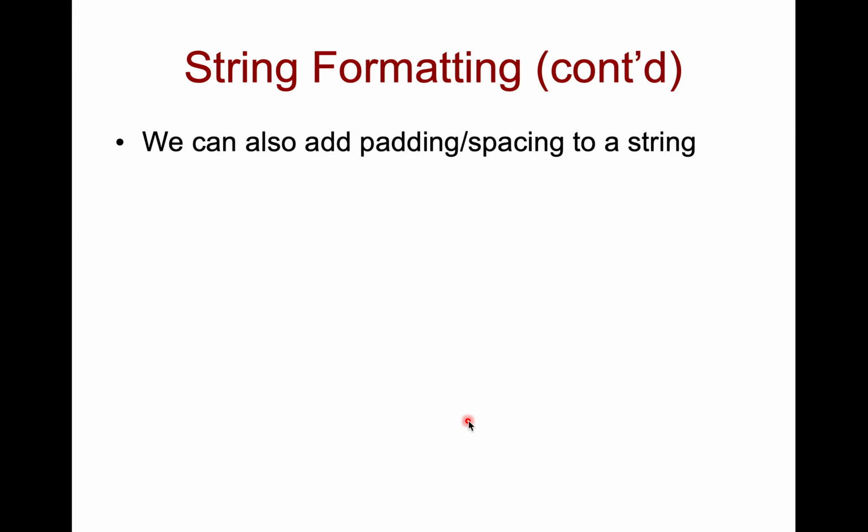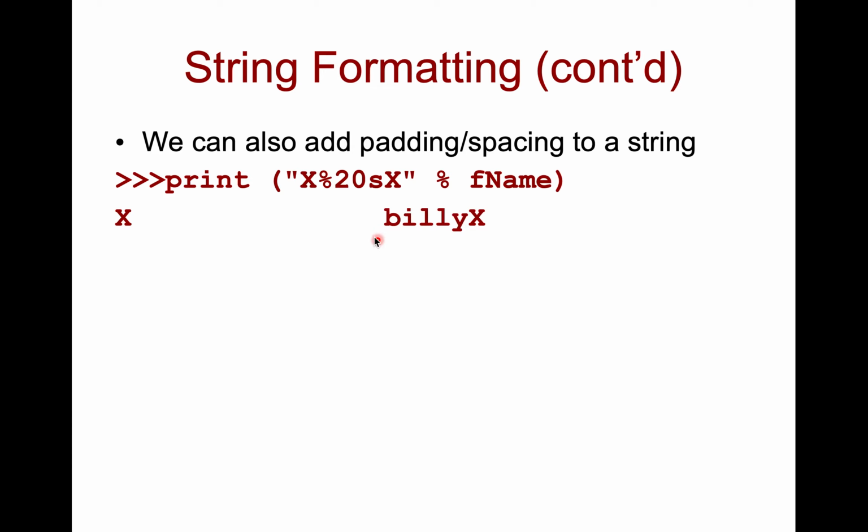This is one of the most powerful things about format specifiers, okay? String formatting using format specifiers. And this is the fact that we can add padding or spacing to a string. In this example, we're printing this string, an X, a %20s, followed by another X. The %20s will be replaced by whatever is stored in fname, plus something else. We see this on the screen. This X right here is that first X. It's just there so you can see the start of the output string. And this X at the end is this second X right here at the end of the string. I just want to show you the boundaries of the string here.